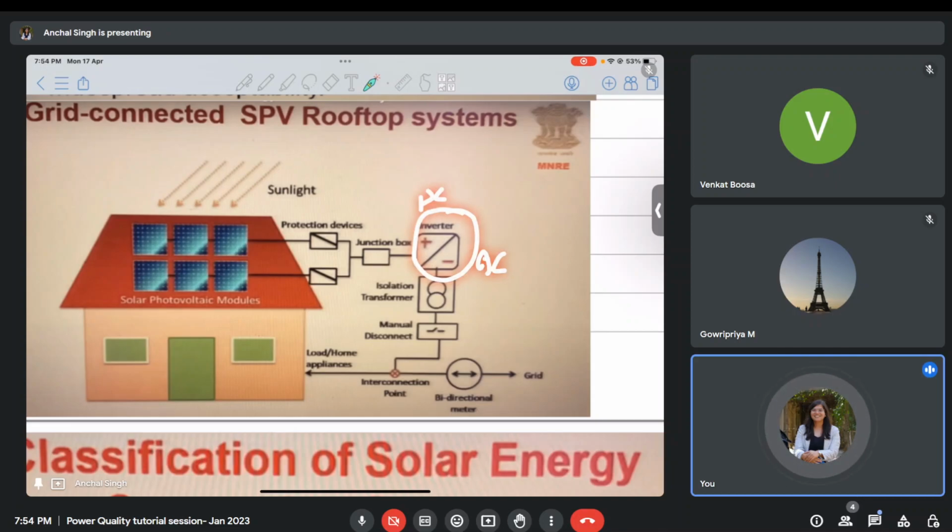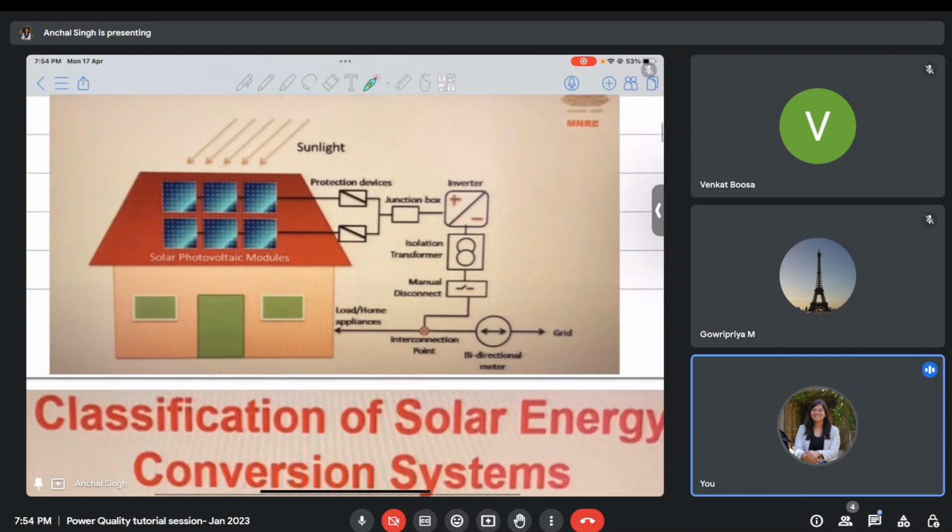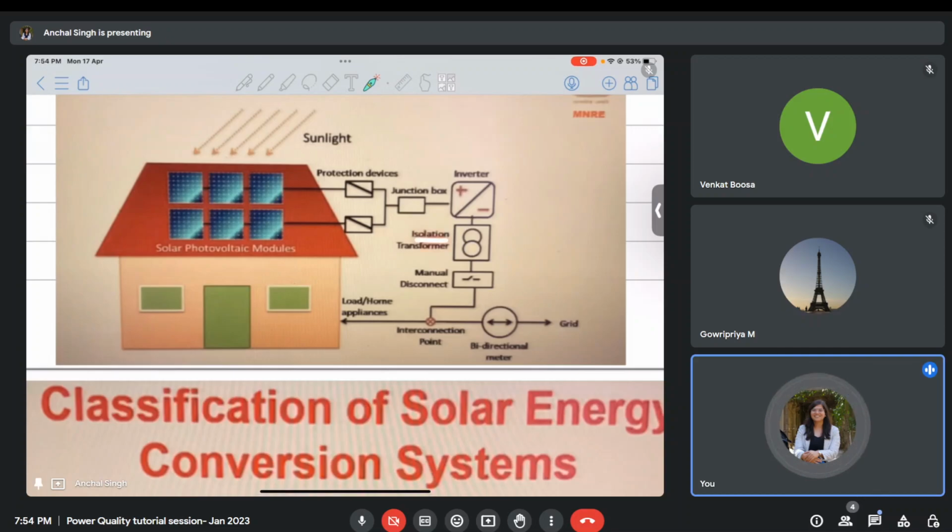And then I'll put an isolation transformer because I don't want my system or any of my electrical equipment to get damaged in case of lightning or any kind of fault that might occur in the solar panel. So isolation is always better. So I'll put an isolation transformer. Then, if I want, I could give a manual disconnection option there, or I could directly connect it.